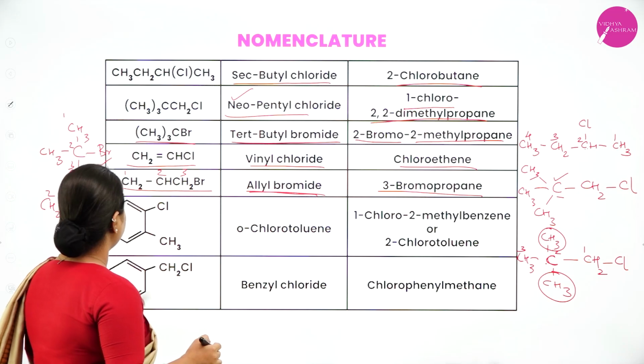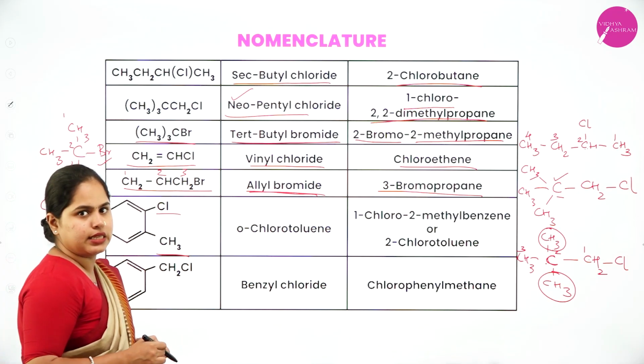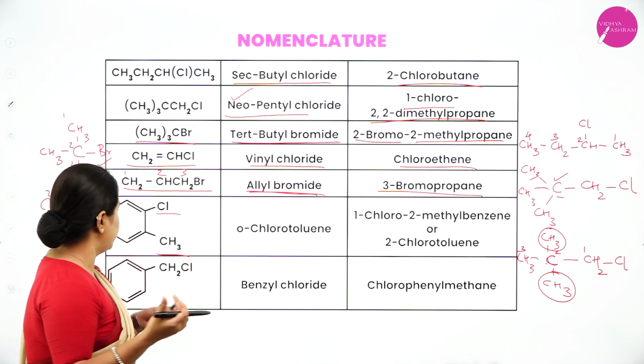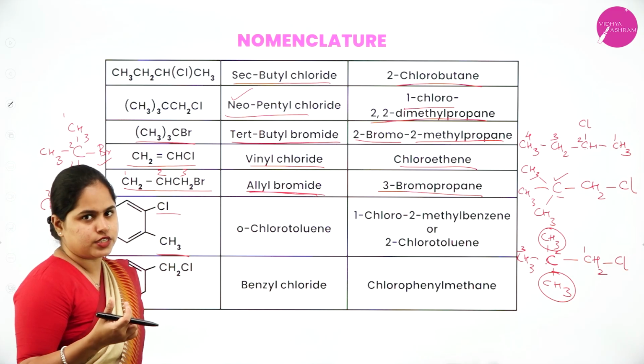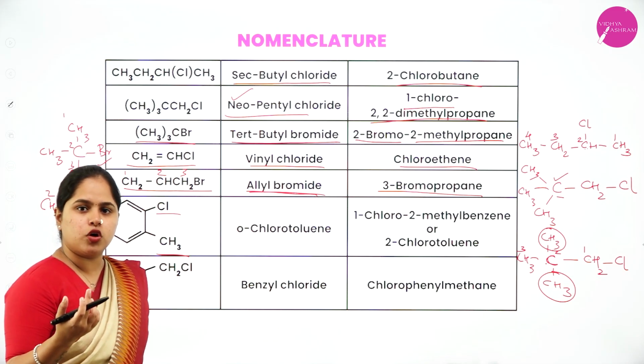Moving on to the next one, as you can see, a benzene ring is there, with chloro as well as methyl. So which will come first? According to alphabetical order, we have to name the chloro first, right? Okay, so as I told you before, a benzene ring with a methyl group is called toluene.